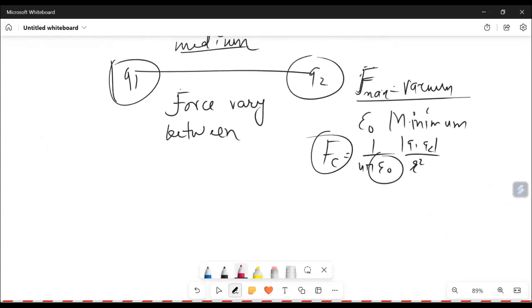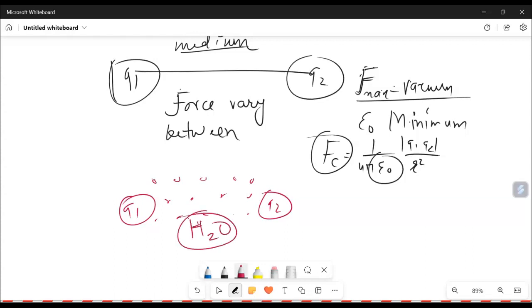But what about other mediums? For example, these Q1 Q2 charges are placed in water. There are so many water molecules in between. So will the force increase or decrease? There are so many water molecules, so the force will decrease.